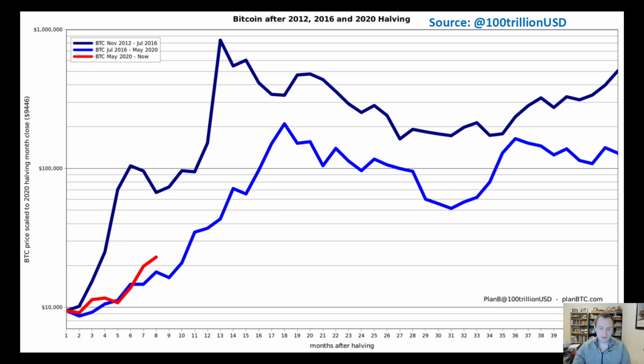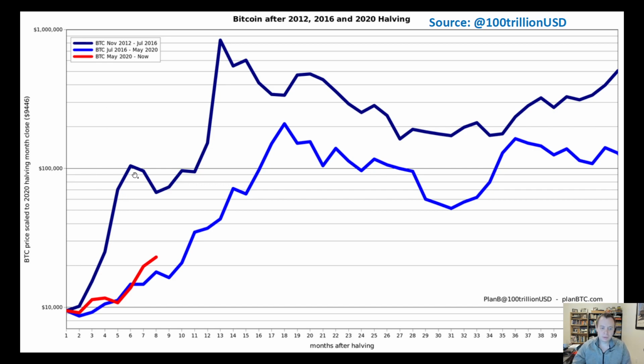So he recently published this chart on his Twitter account, and I've actually also shown this chart before. It shows Bitcoin, and he's scaling it to the 2020 halving month close. And what he's doing is normalizing it, so you can quickly see how the price performance of Bitcoin did after each halving from each market cycle.